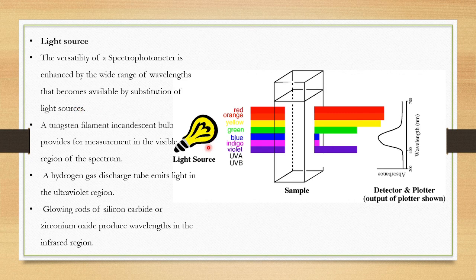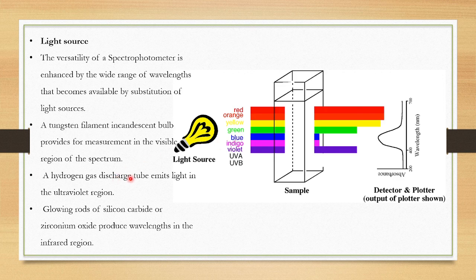So this is the light source. We can obtain the 7 colors, and also a tungsten filament incandescent bulb provides for measurement in the visible region of the spectrum. So this is a tungsten filament, which gives the visible region of the spectrum. Violet, indigo, blue, green, yellow, orange, red colors will be produced.